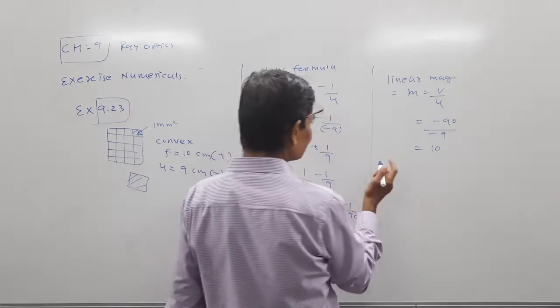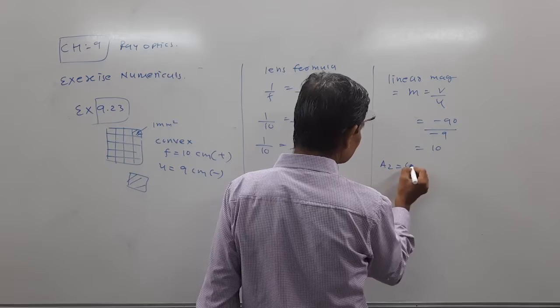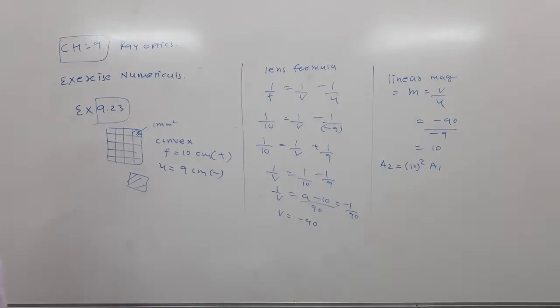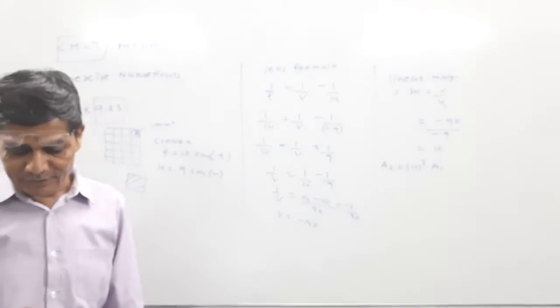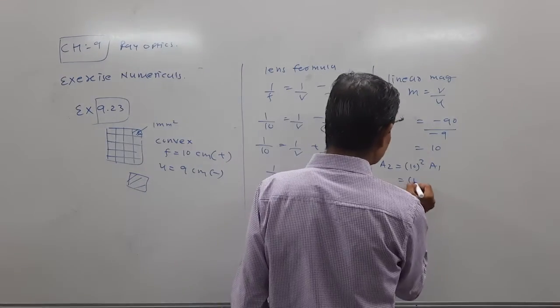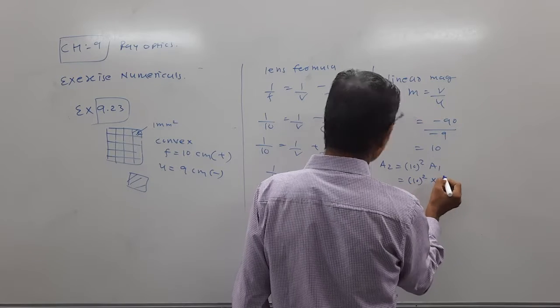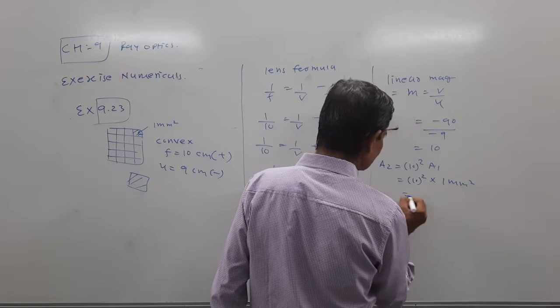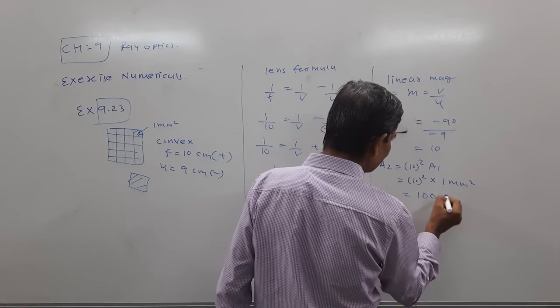So A2 will be 10 squared times A1. Why? Area is L square. So we have to use it like this. Now see, the magnification is 10, and the area is 1 mm square, so it will be 100 mm square.